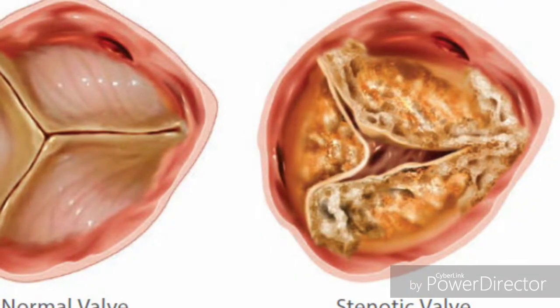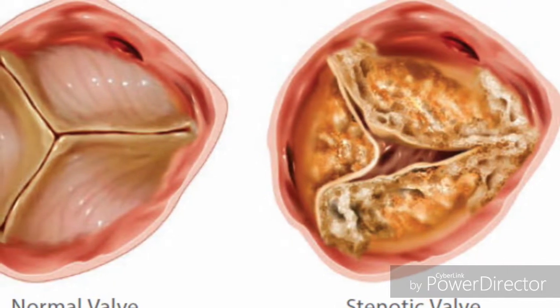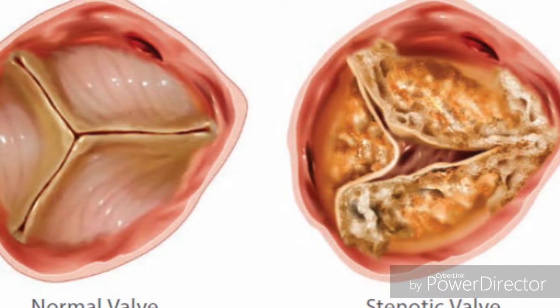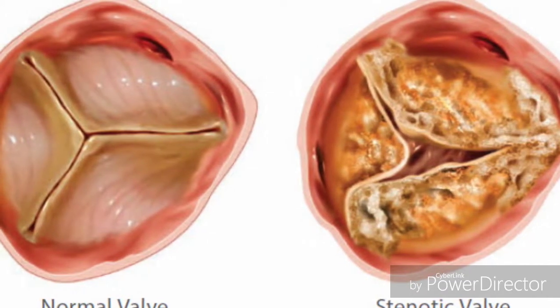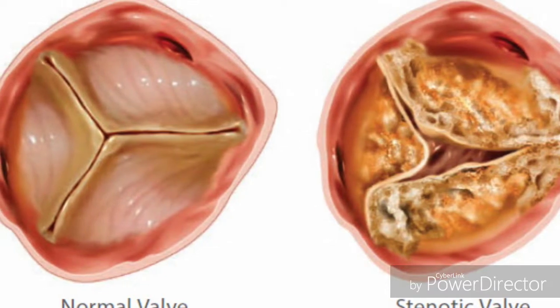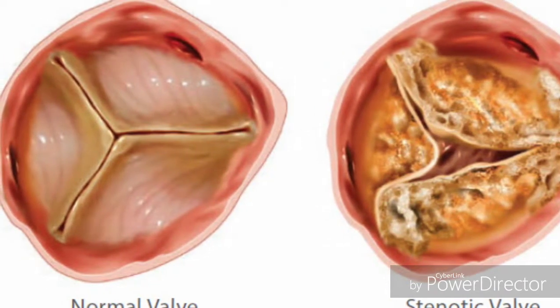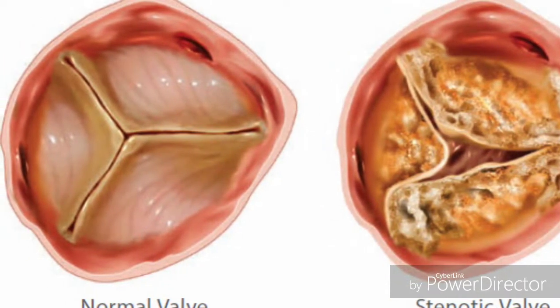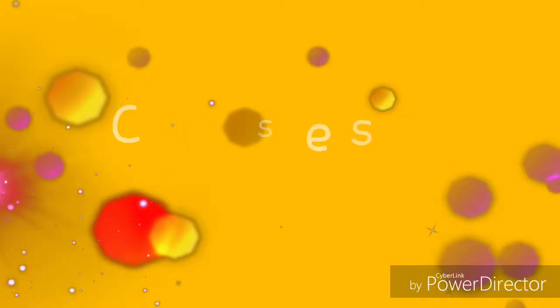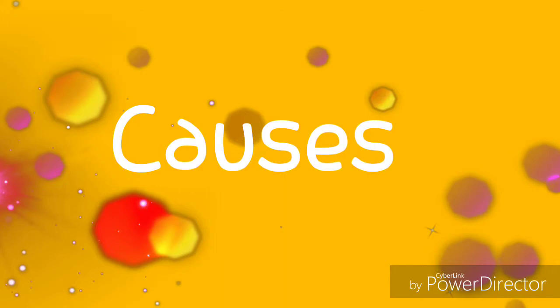Now, in aortic stenosis, you have a problem with the aortic valve. The aortic valve is too small. And what this means is when the valve is too small, it's not able to allow enough blood through. And because not enough blood is going through, not enough of the reoxygenated blood is going to go to the body. And now we're going to talk about the causes.